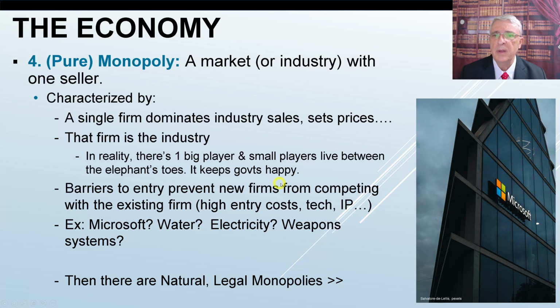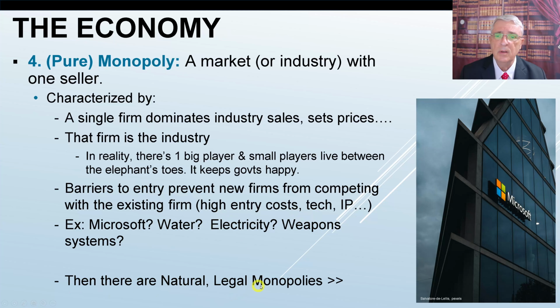Barriers to entry prevent new firms from competing with the existing firms. So there are high entry costs, tech, IP, and so on. So is Microsoft? It's debatable. Water supplies, most likely. Electricity, usually. Weapon systems, often.